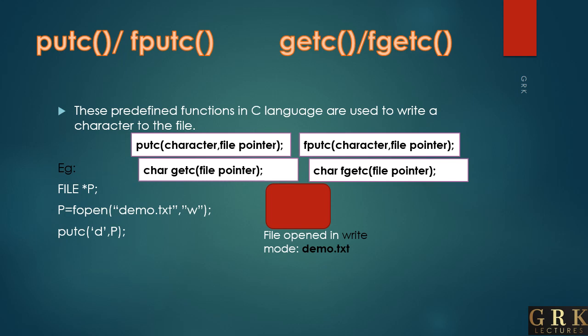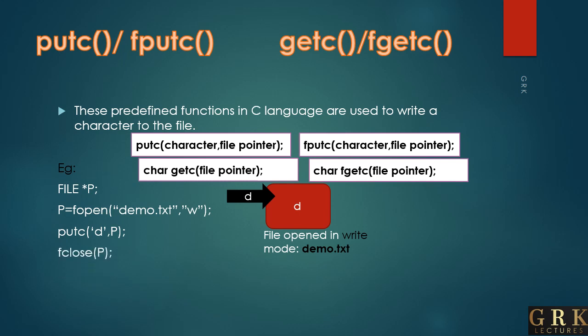demo.txt is pointed to by the pointer p. That's why, as the second parameter, I am using pointer p, and into that file demo.txt I am writing one character. That's why I directly used the character d. After this function, the character d will automatically be written into the file. Now the file contains one character, d.